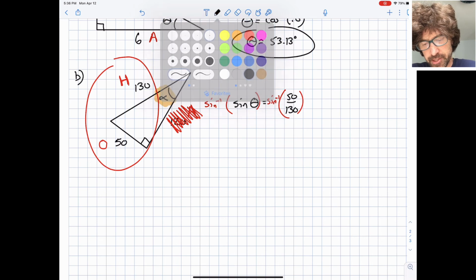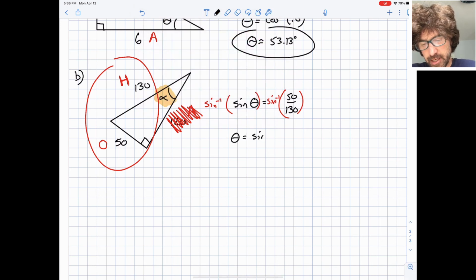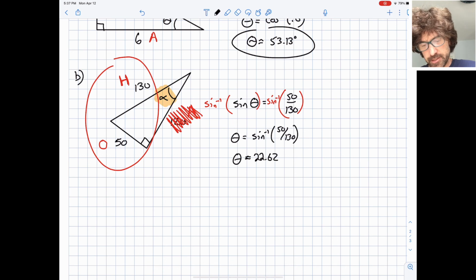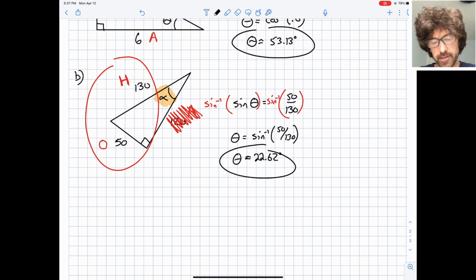So here on the left side, we're just left with a theta. And on the right side, we're looking for the inverse sine of 50 over 130. Okay? Some calculators, you type in the 50 over 130 first, get a decimal, and then do the inverse sine of it. Some calculators, you just type in left to right. So you need to know how your calculator works. But regardless, I get an answer of theta is approximately 22.62, and this would be in degrees. Theta is roughly a little bit less than 23 degrees.